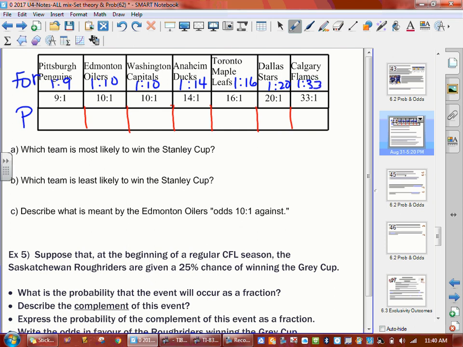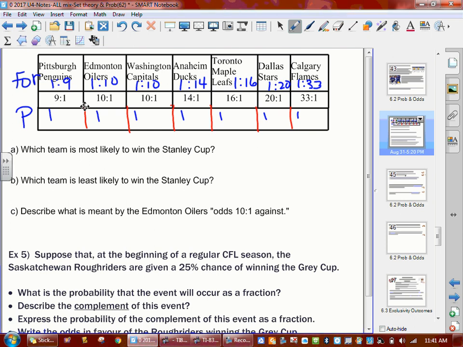Now I need to do the probabilities. The probabilities are going to have the odds in favor, which is the digit that is first in those blue numbers I wrote. So each of them start with a 1. How do I find the total number now? For probability. Remember, probability, I need the total number. These are not the total numbers. That's how many times they'd win and then how many times they'd lose. Success and failure. You add them.